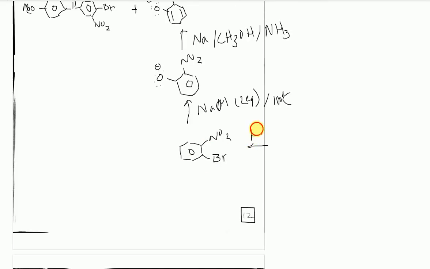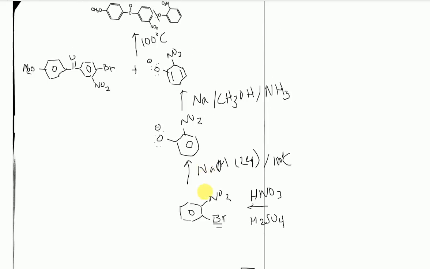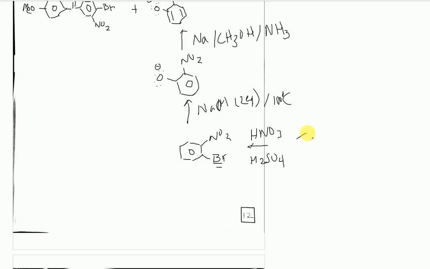Now I have to do HNO3, H2SO4. And this is because I have an ortho para directing group and I have this meta directing deactivating group. These are both deactivating groups, but this is less deactivating, so this will direct. And so I can just add this NO2 group. And then, this one, FeBr3.